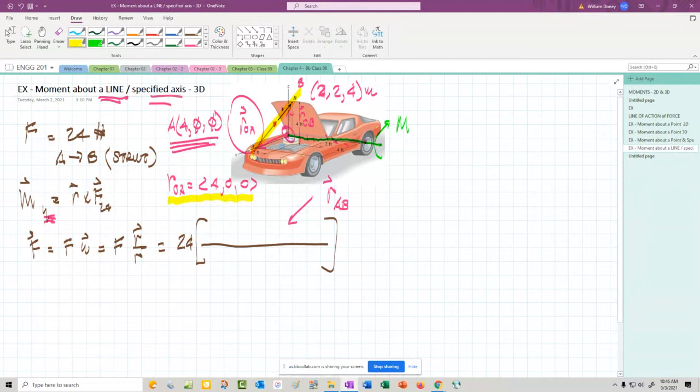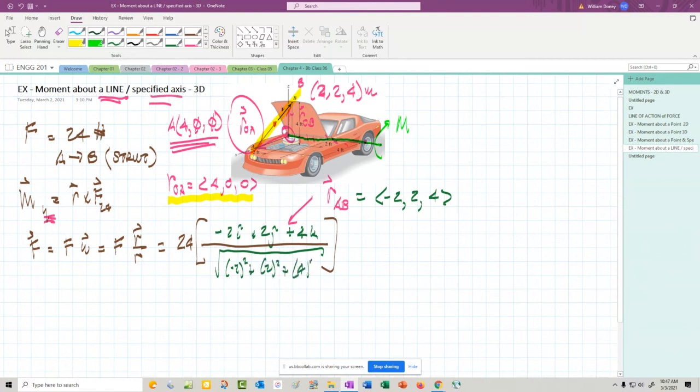O to A is going to be nice when I get to my moment. So I just want to see the difference there. So on top here, from A to B, we're going to take the B coordinate minus the A coordinate. That gives us a -2, a 2, and a 4. So that's -2i plus 2j plus 4k on top. On the bottom, we take the magnitude, so it's the square of each of those: -2 squared plus 2 squared plus 4 squared.